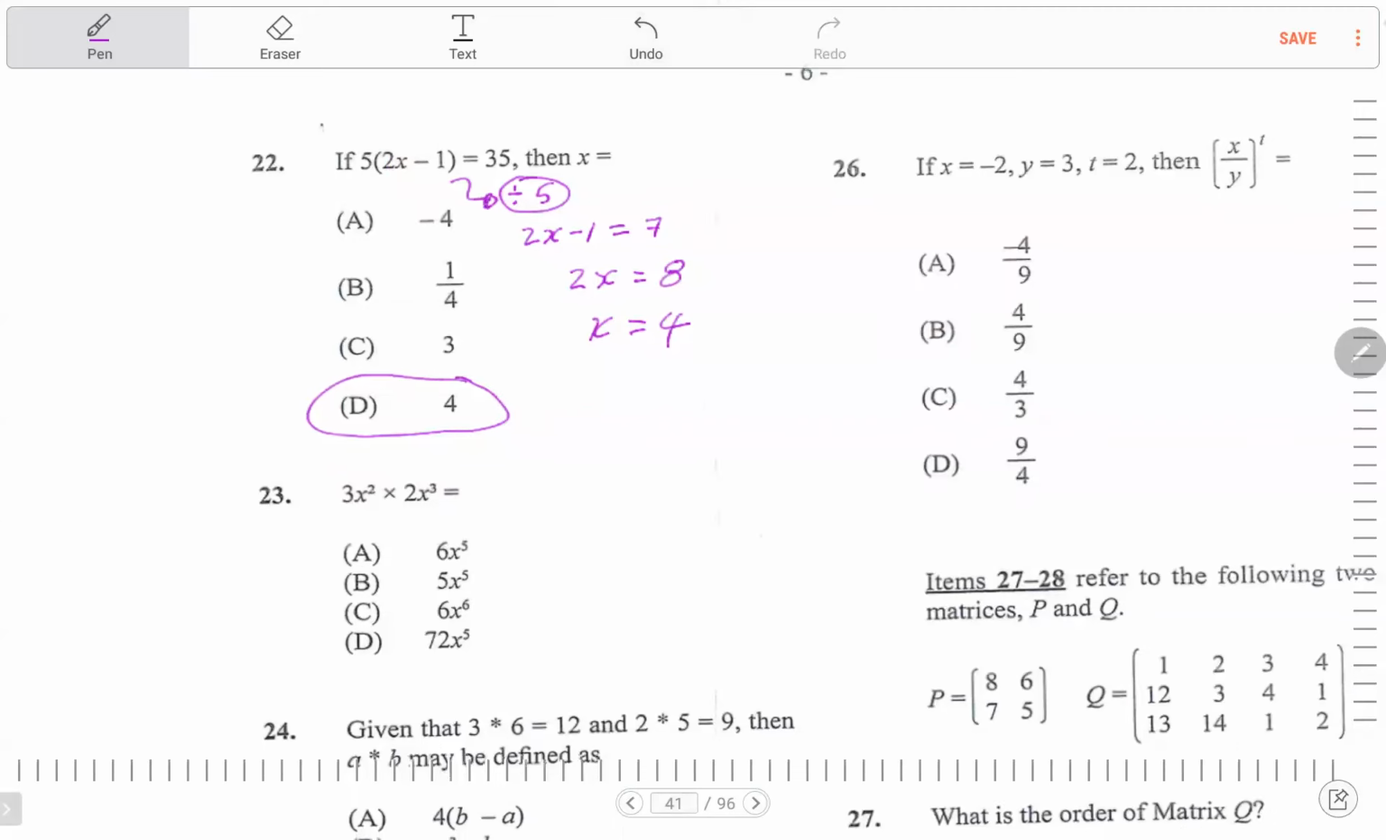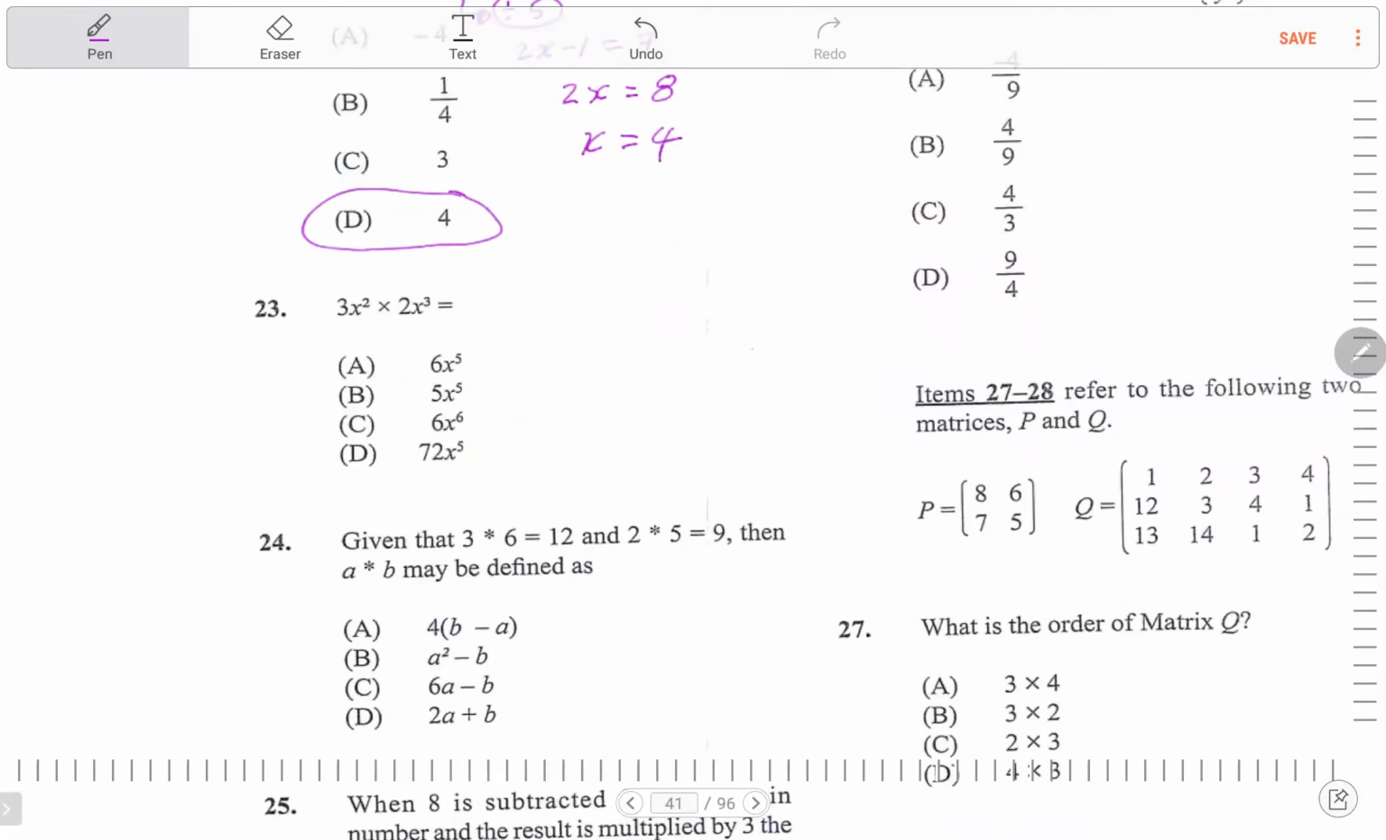Good. This question, we did this question already as well. Multiply the 3 and the 2 and get 6, and when you multiply the indices, you add the powers, so you get x to the 2 plus 3, which is 6x to the 5th power. So that is again 6x to the 5th power.